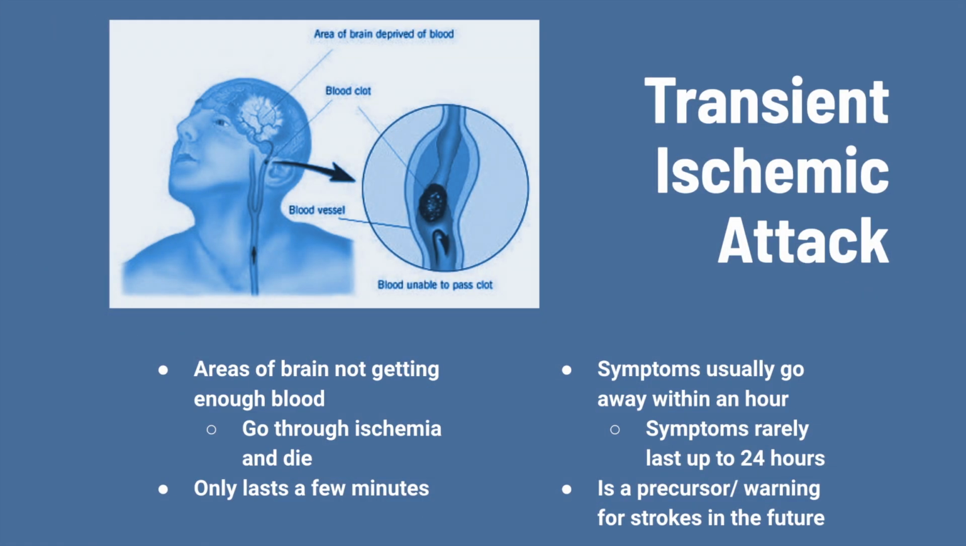In a transient ischemic attack, areas of the brain are not getting enough blood, and thus, the cells go through ischemia and die. It is called transient because this only lasts for a few minutes. Symptoms usually go away within an hour. However, in rare cases, these symptoms can last for up to 24 hours. A transient ischemic attack is usually a precursor or warning for strokes in the future.